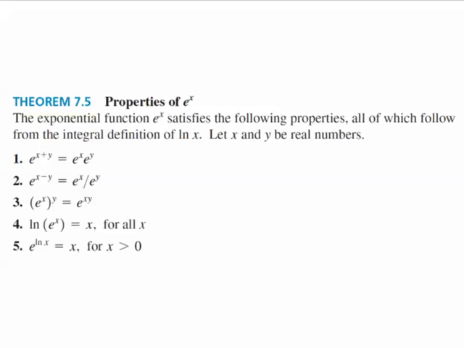Properties of e to the x. You have your sum property, your difference property, your power to a power property. Then property 4 and 5 just come from the fact that e to the x and log x are inverse functions of each other.